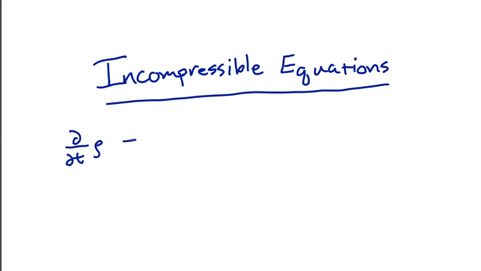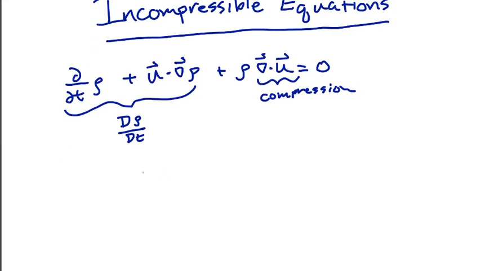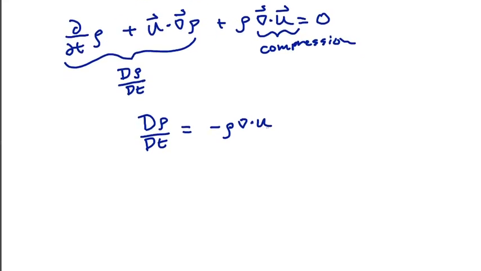D by dt of rho plus u dot grad rho plus rho times the divergence of u is equal to zero. This is the way that density in a fluid changes as it is either advected by the fluid or as the fluid compresses. This is our compression term right here, compression. The first set of terms is the Lagrangian derivative of density, d rho dt. And we can see that this equation can be written in terms of the Lagrangian derivative as d rho dt is equal to minus rho times the divergence of u. So the density in the Lagrangian sense changes only from the fluid compressing or expanding.